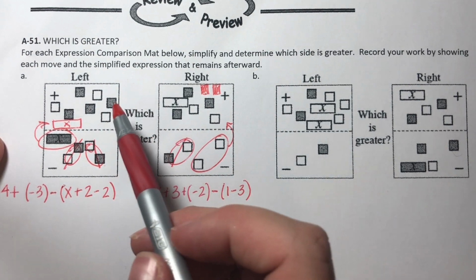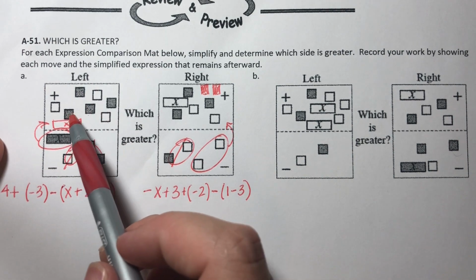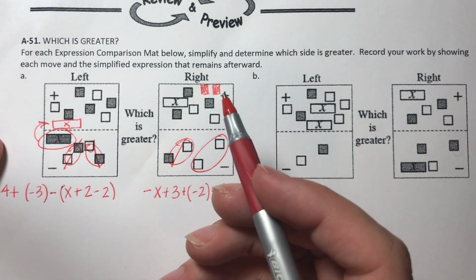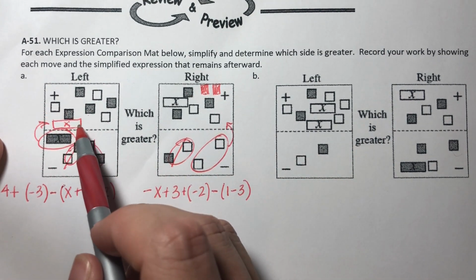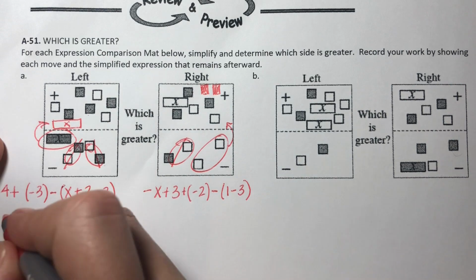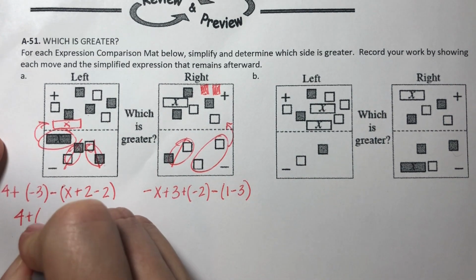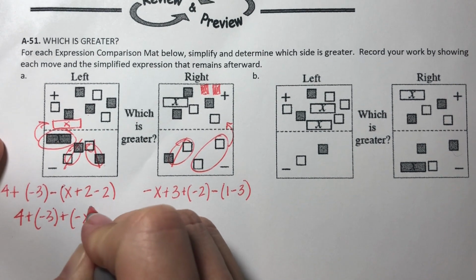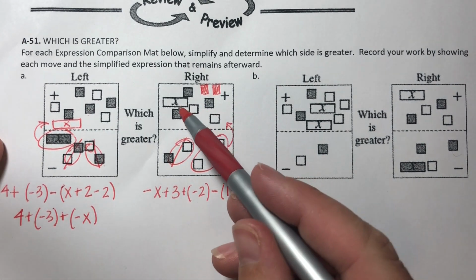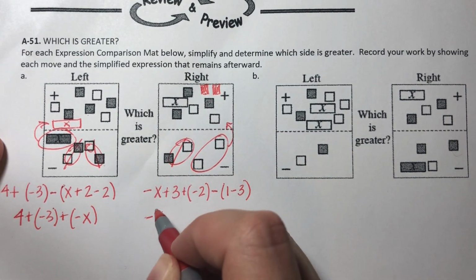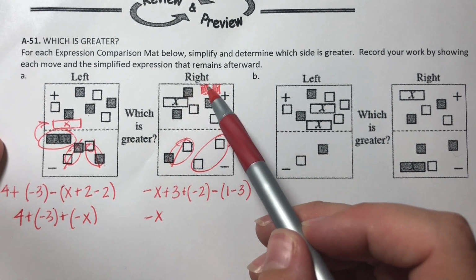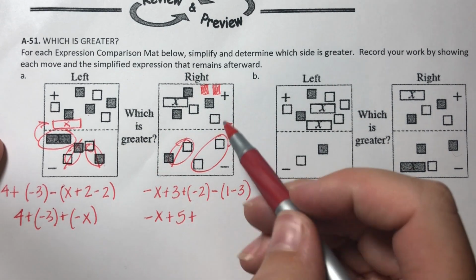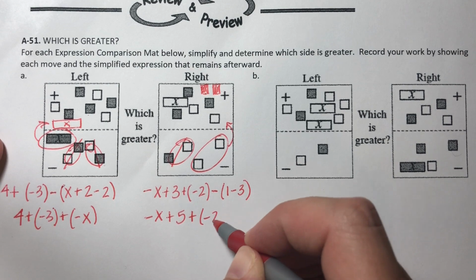So over here, we have 1, 2, 3, 4 positive units and 1, 2, 3 negative units still. However, we now have this negative x up on top. So we've got 4 plus a -3 plus negative x. And then over here, we have that negative x, and now we've got 1, 2, 3, 4, 5 positive units, so plus 5, and then plus that -2.